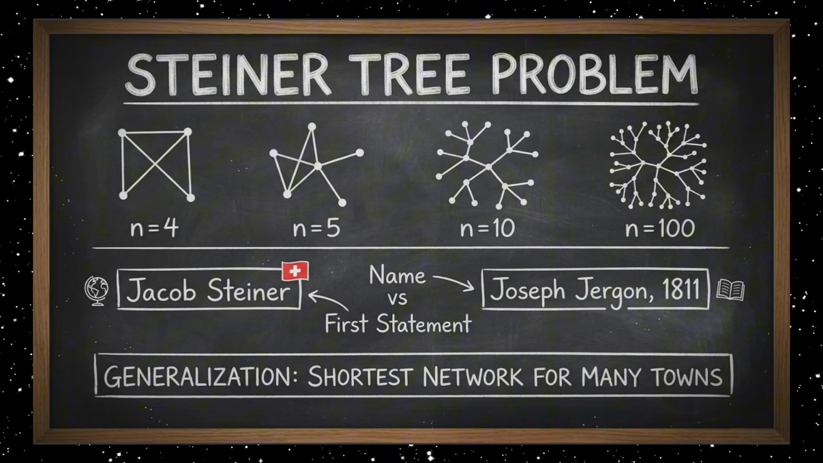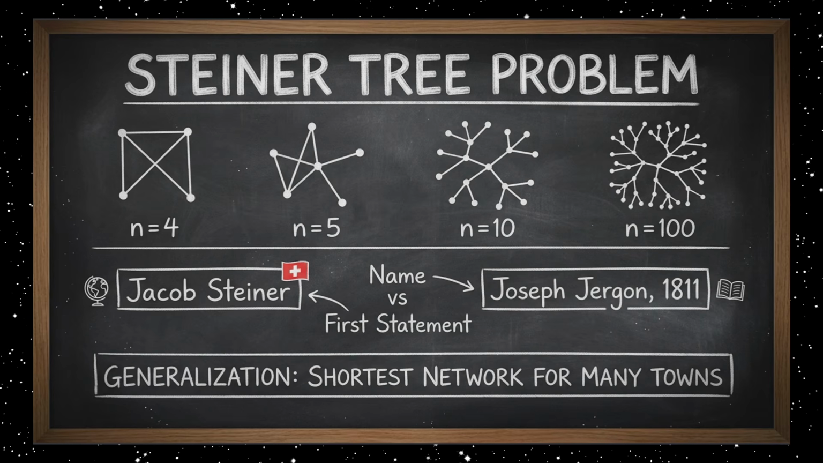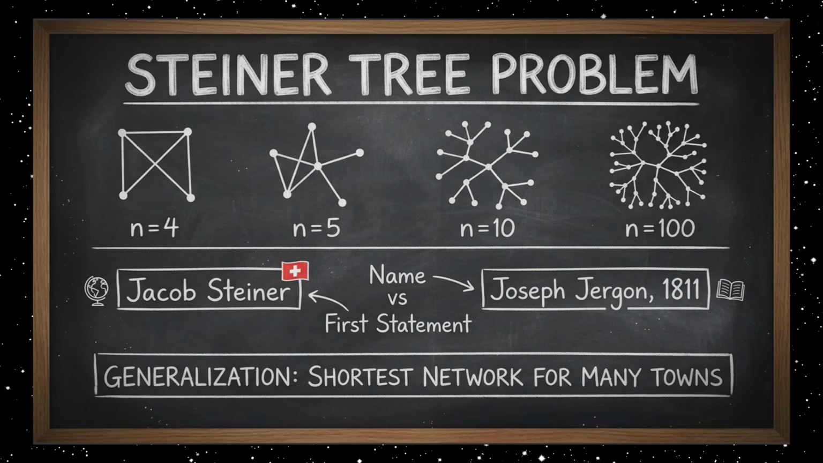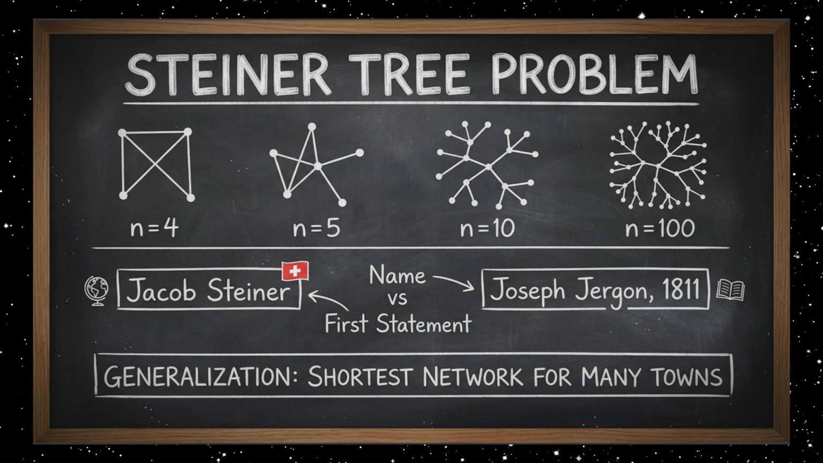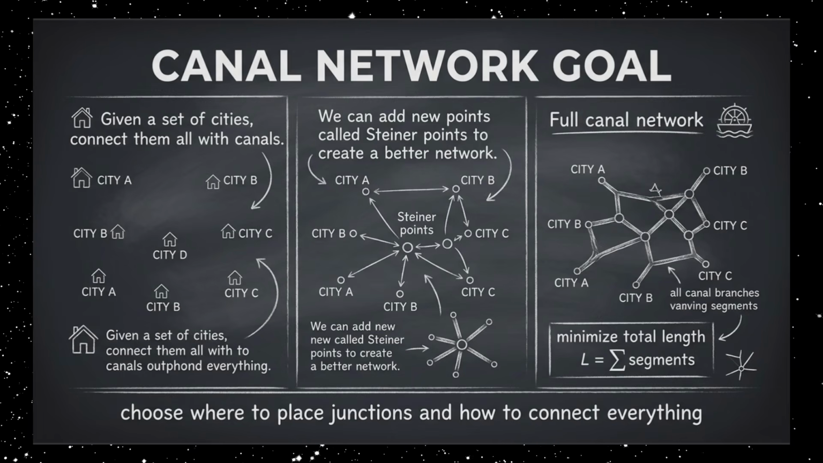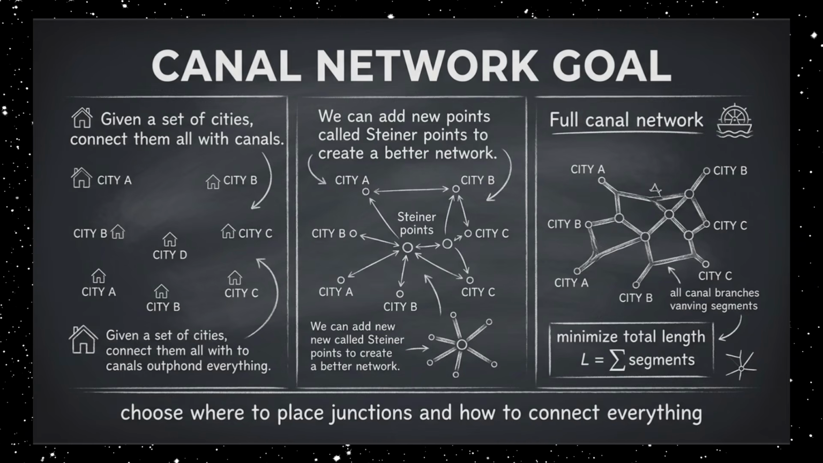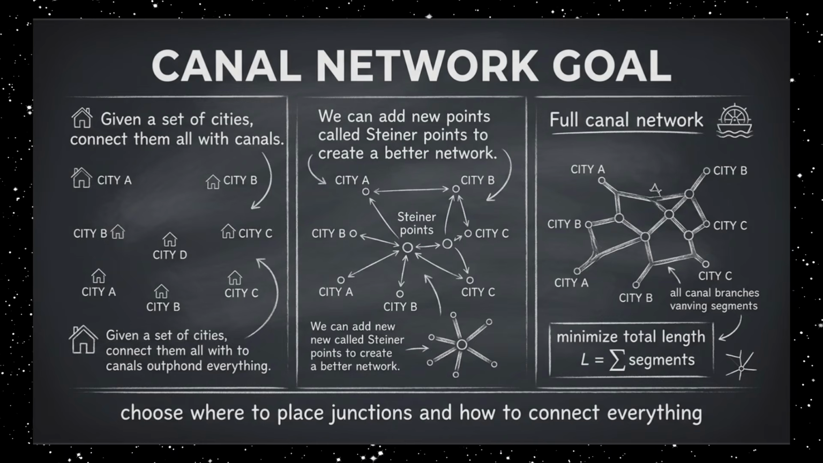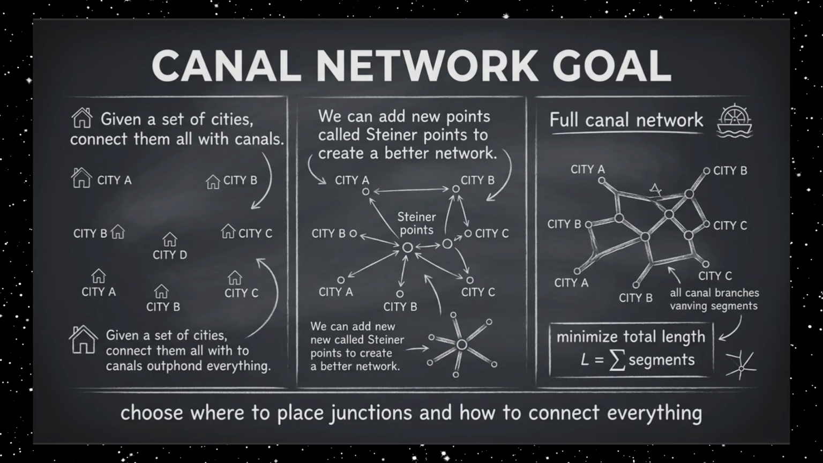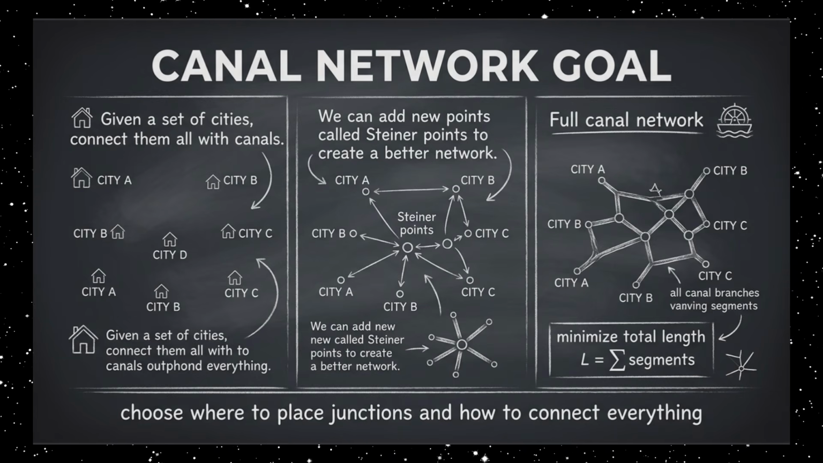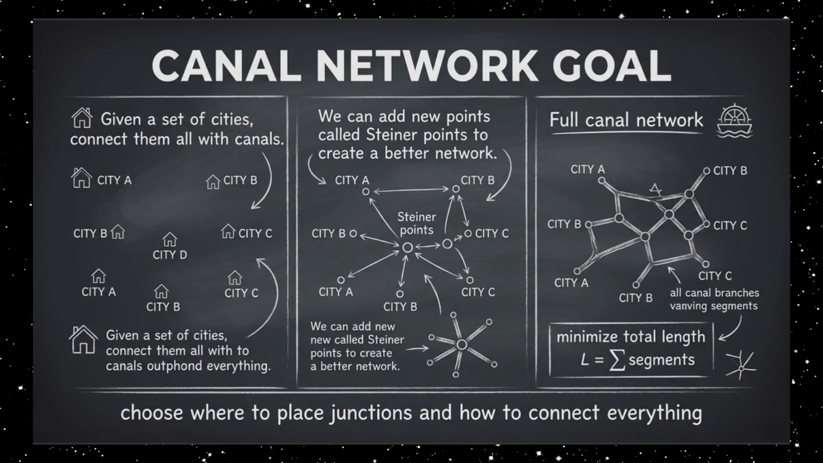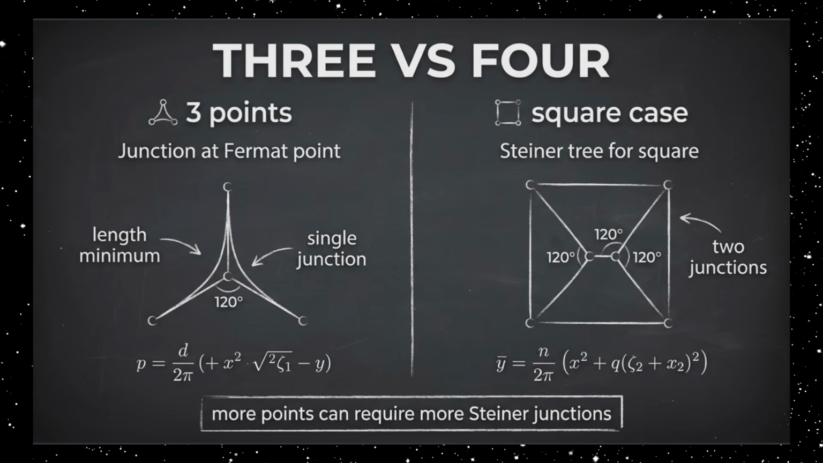It's named after the Swiss mathematician Jacob Steiner, although the problem was actually first stated by a French mathematician named Joseph Gergonne in 1811. Gergonne put it beautifully: a number of cities are located at known places on a flat surface. Connect them by a system of canals whose total length is as small as possible. You're allowed to add as many junction points as you like. The challenge is to figure out where to put them and how to connect everything to get the shortest total network.